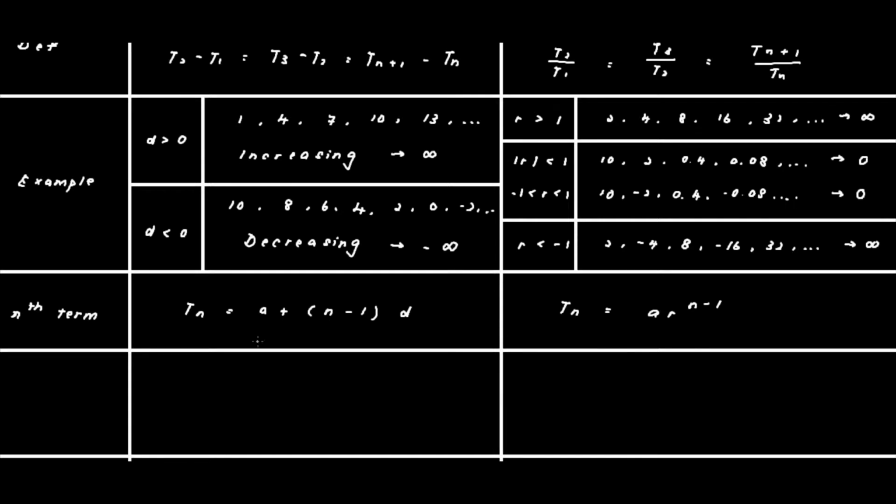The next one we have is the sum of the first n terms. The difference between the sum of the first n terms and the nth term is that the nth term is for us to find a specific term.